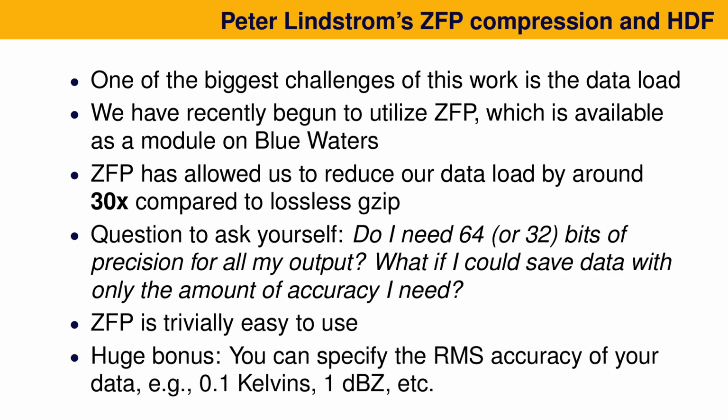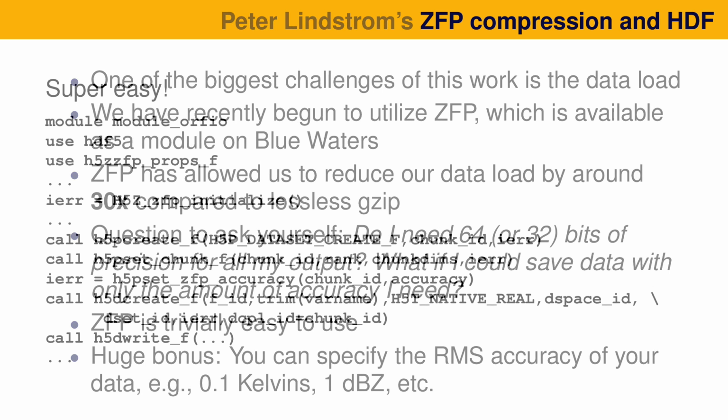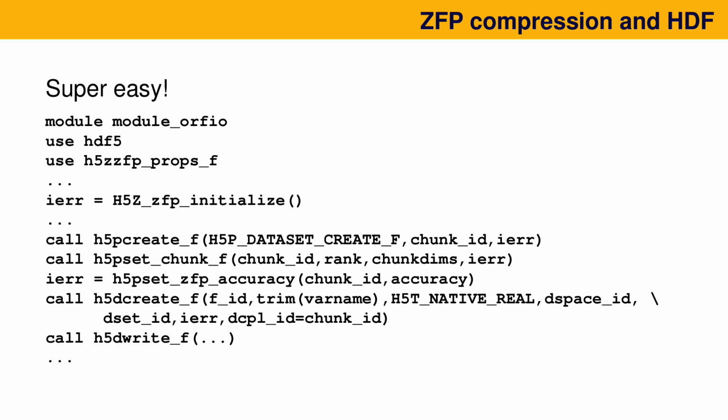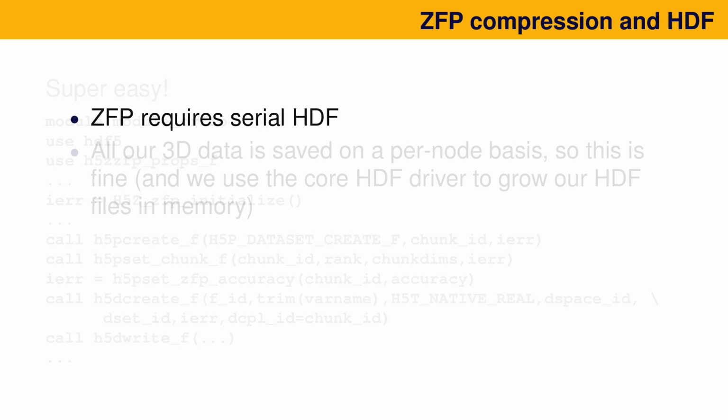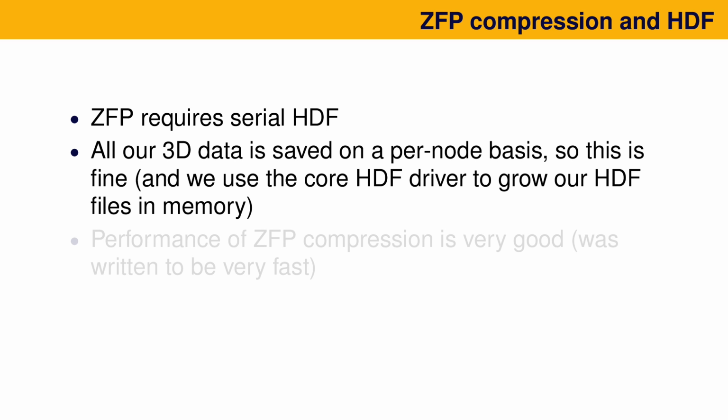For me, the biggest bonus is that you can basically specify the accuracy of your data in terms of the data itself. So, 0.1 kelvins or 1 dBZ if you're doing reflectivity. And then the compression handles it. It's pretty easy to use. You use this module here, you initialize it, you create a property list, you turn chunking on in HDF, you create your data set with this little extra argument here, and then when you write your data, it undergoes the compression. So it's pretty easy to stick in your code. Like all compression algorithms, I think, with HDF, you have to use serial HDF. I know there's efforts in getting it so you can do parallel HDF.